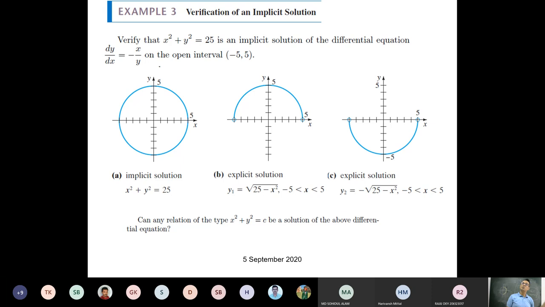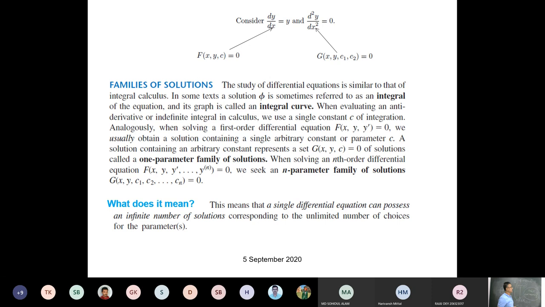So this is what is being interpreted here. You can see that f of x, y, c equal to 0 and g of x, y, c1, c2 equal to 0. As I have told you, these are the families of solutions. So similarly, for an nth order differential equation, how many parameters will be there in the family of solutions? N parameters. Yes. So we are going to have an n parameter family of solutions. Is it okay? It is pretty straightforward, right? So I don't want to write down anything else on that.